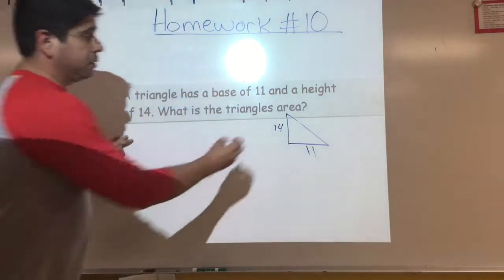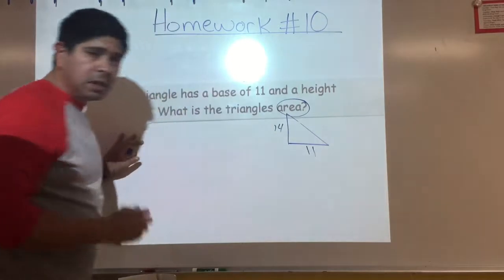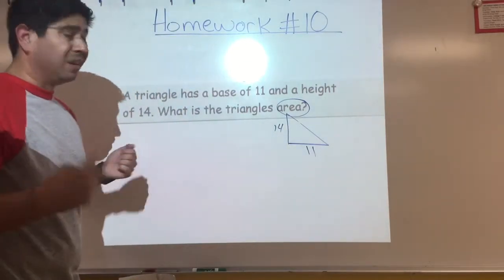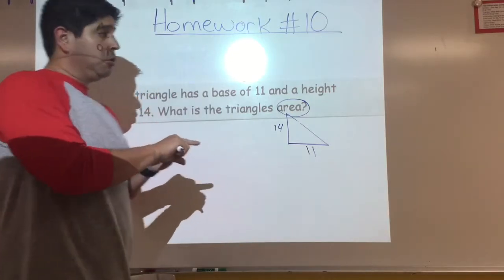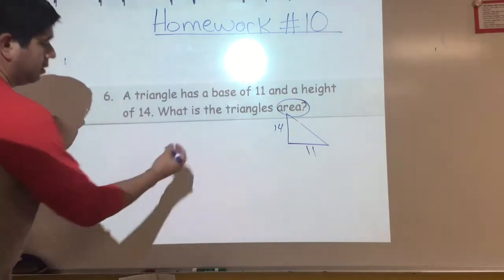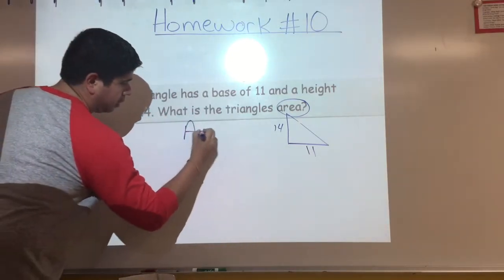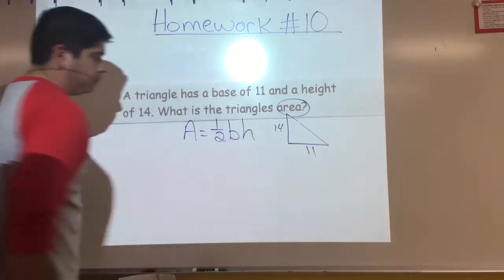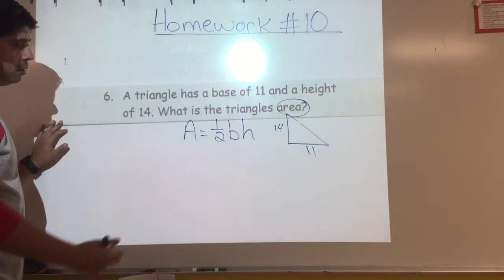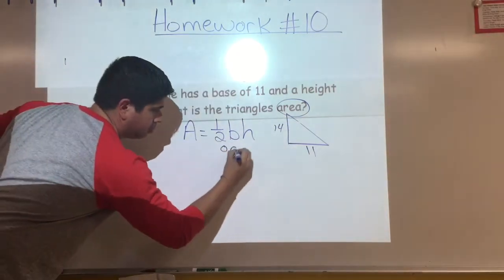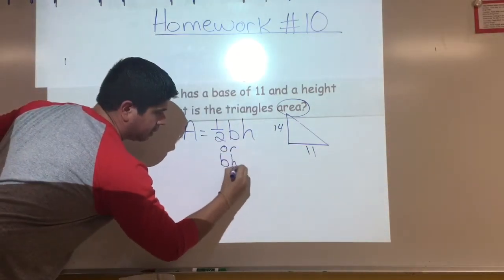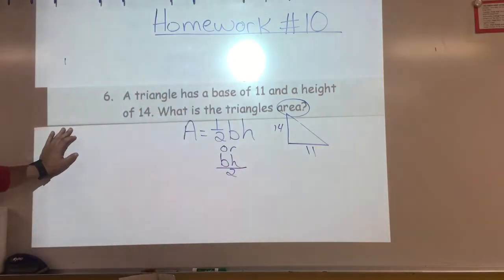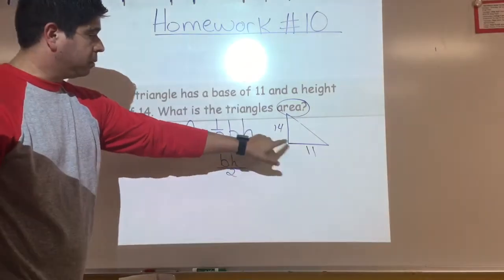Okay, so the first thing we're looking for is the area. If you don't know how to find the area of a triangle, you look on your reference chart, look up the formula. You need a formula to find the area, okay? Area for a triangle is 1/2 base times the height, or you can do base times height divided by 2. Either one of these. All right, so let's plug in our numbers. There's the base and there's the height.